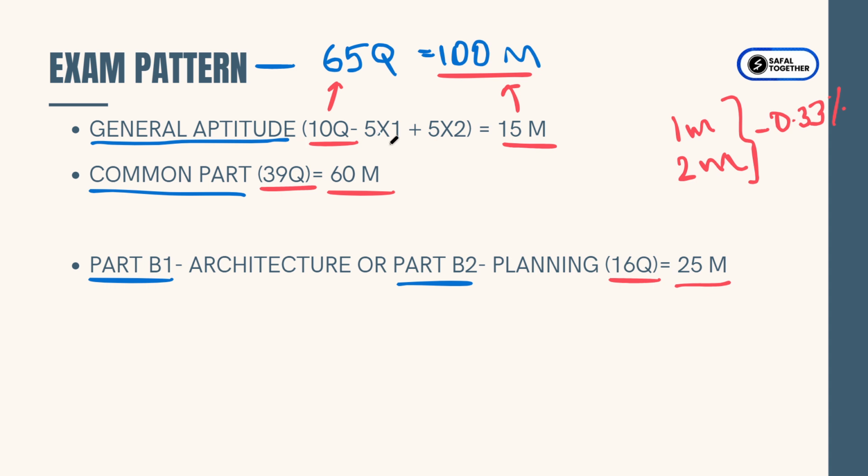Right now, your general aptitude section, like I said, has 10 questions: 5 questions of 1 mark and 5 questions of 2 marks. This is how it has been so far, with a weightage of 15.